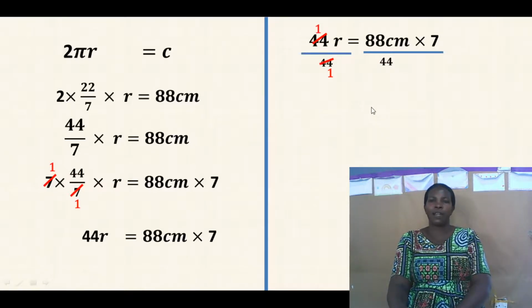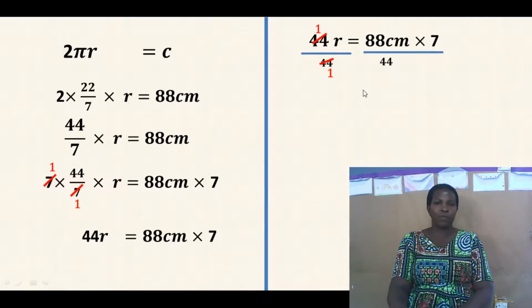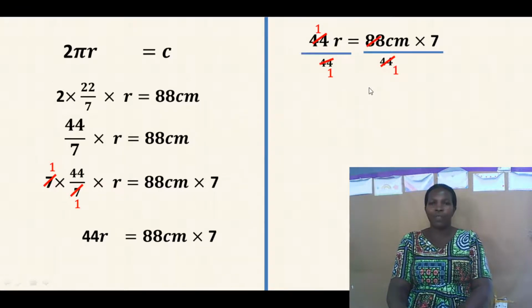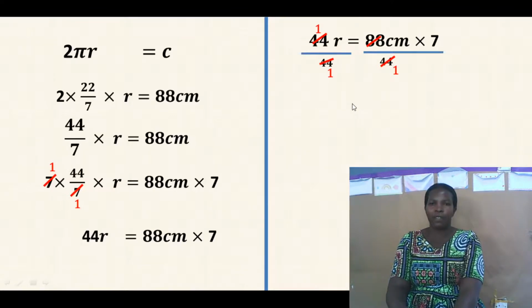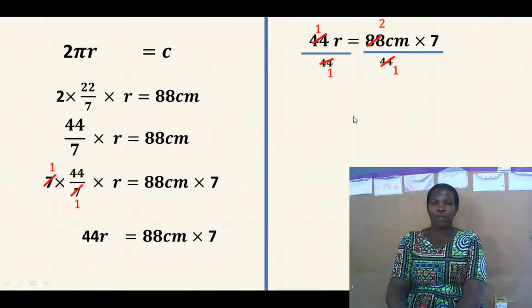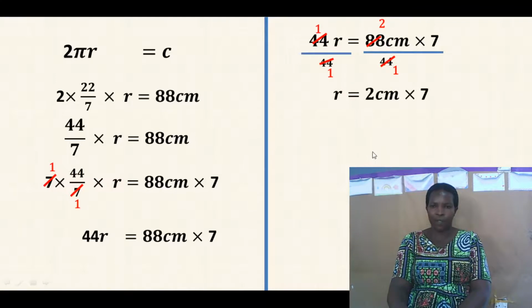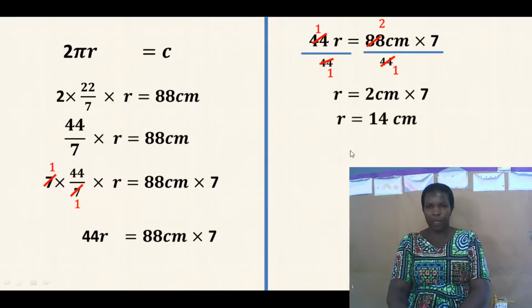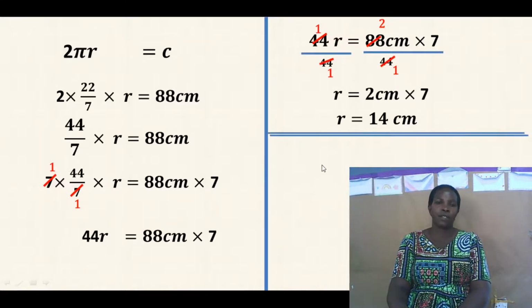Now, looking at the other side, we want to divide 88 centimeters times 7 by 44. So we shall still cancel 44 divided by 44. We shall come up with a 1. 88, boys and girls, when divided by 44, what do we come up with? Yes, we shall come up with a 2. So what does it mean? Our radius is equal to 2 centimeters times the 7. So finally, our radius will equal 14 centimeters, and we shall underline that answer.